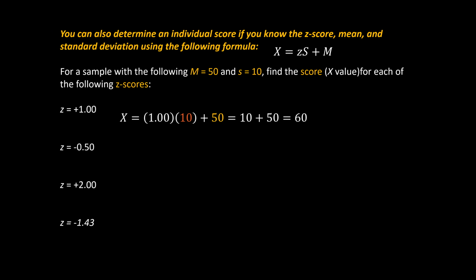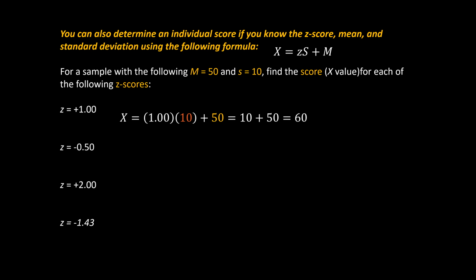Okay, so a Z-score of +1 is an actual raw score of 60. And at a baseline, this should make sense, right? If our mean is 50 and our standard deviation is 10, a Z-score of 1 says that that score is 1 standard deviation above the mean. So the mean plus the standard deviation is 60. 50 plus 10 is 60. So that makes sense. Let's keep going.